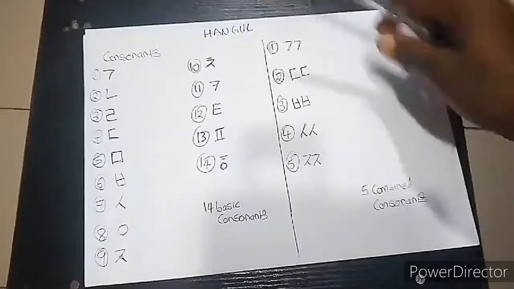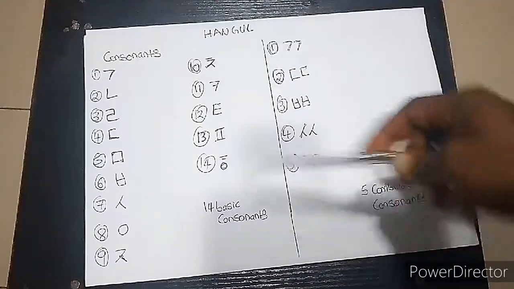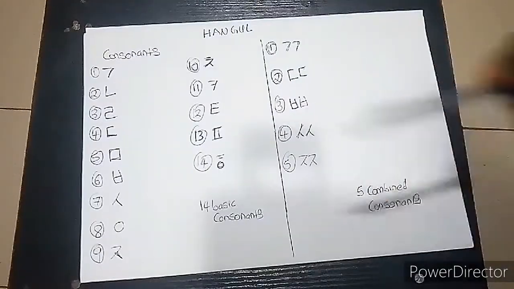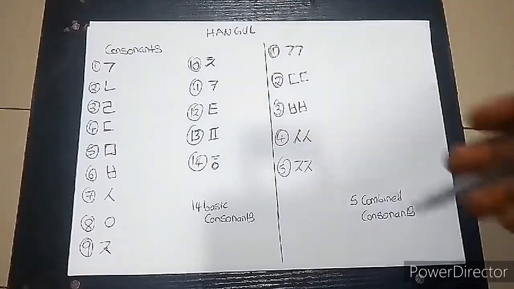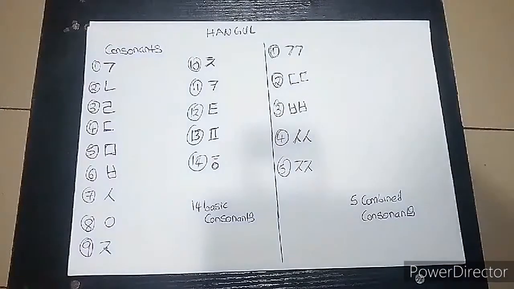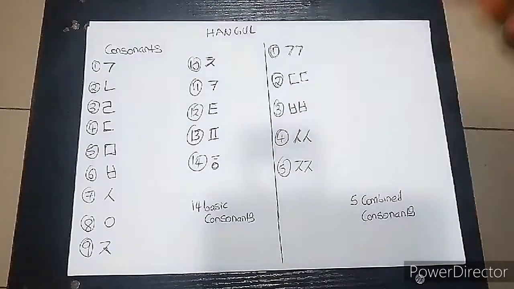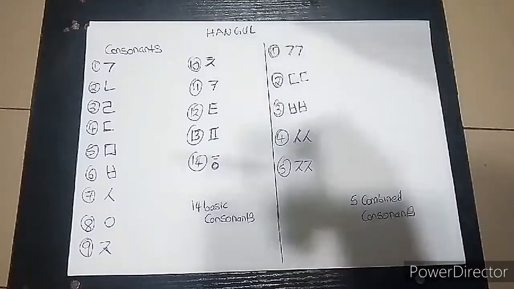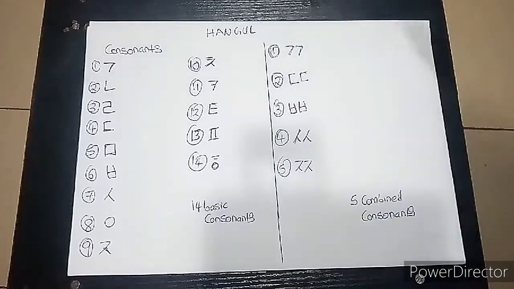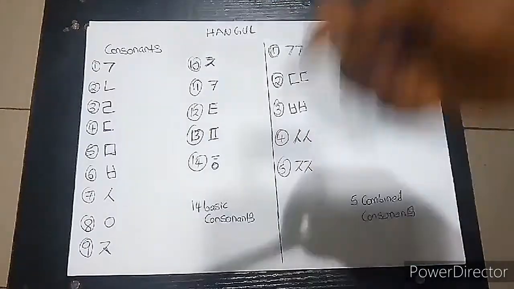So let's move into the consonants. Like I said, the consonants are made up of 14 basic consonants and 5 combined consonants. In consonants also, we have beginning consonants and ending consonants. I will talk about ending consonants in another video. So these consonants you are seeing here are beginning consonants. What's the beginning consonant? A beginning consonant is a consonant that can start the beginning of a character, while the ending consonant is one that ends up at the bottom of the character.